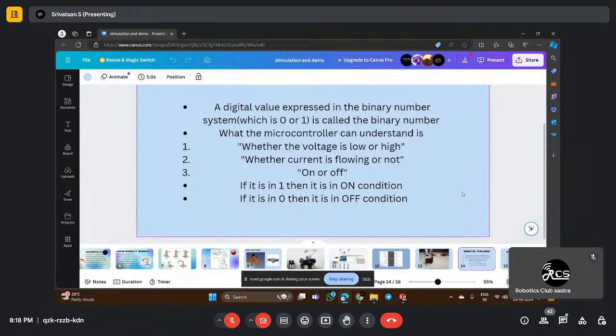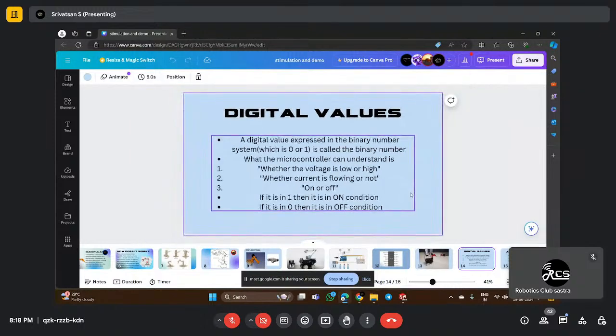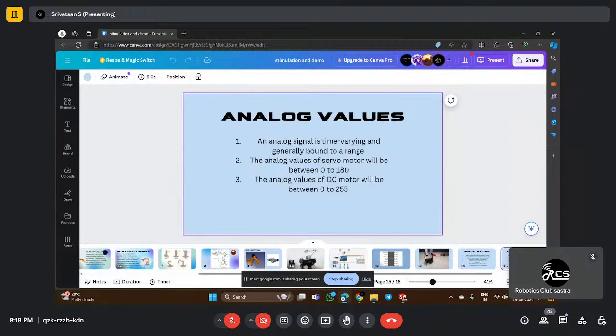then the power supply is on. If the value is 0, then the supply is off. Simple. The switch is the best example of digital values. Analog values are values which vary with respect to time. For example, if you use the joystick module instead of the switch, as in video games, by moving the joystick you can change the speed of the car, for example in GTA. Like that, you can vary the speed of the motor using analog values. But with digital values, the motor runs only at maximum speed.